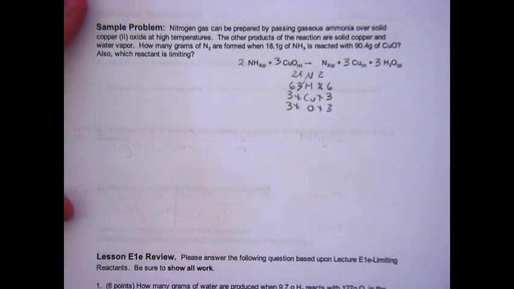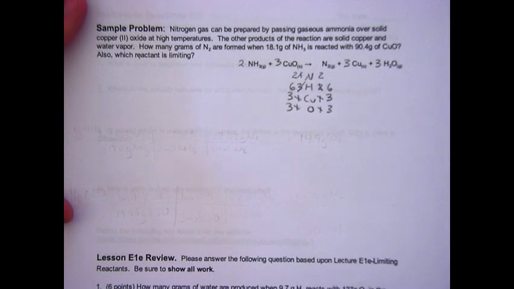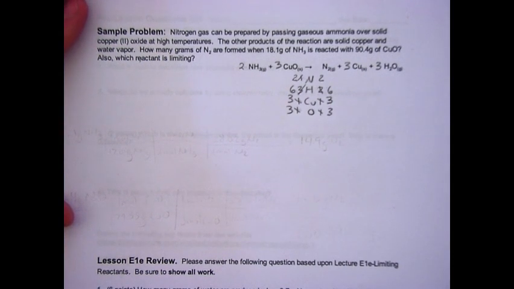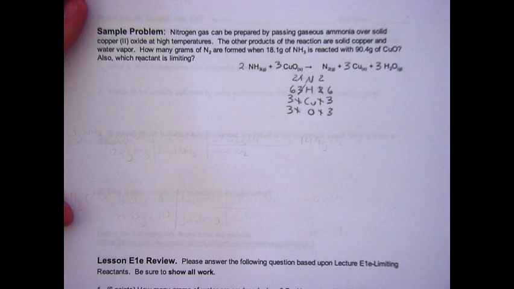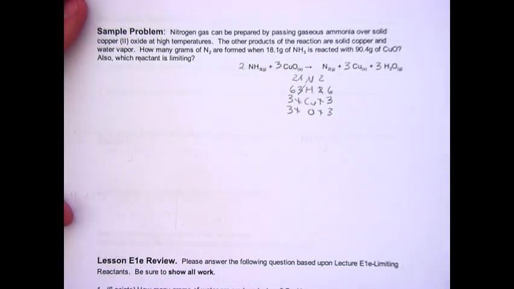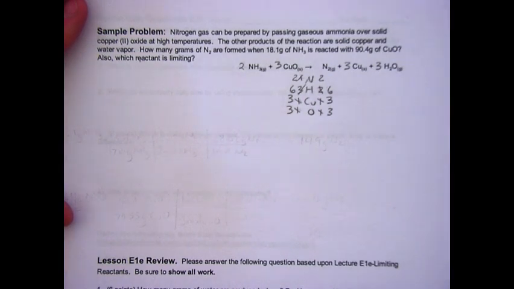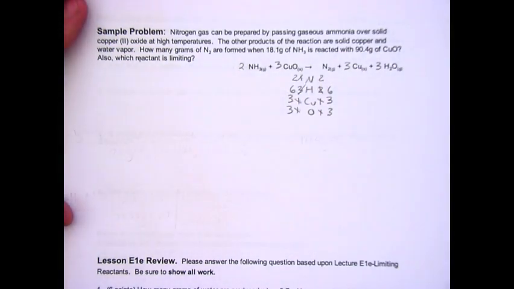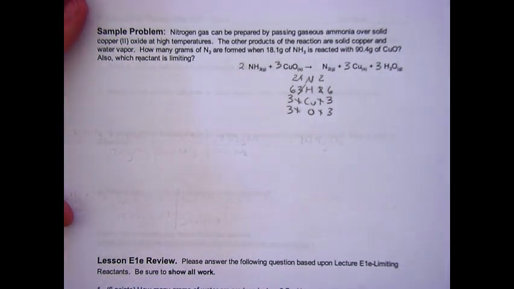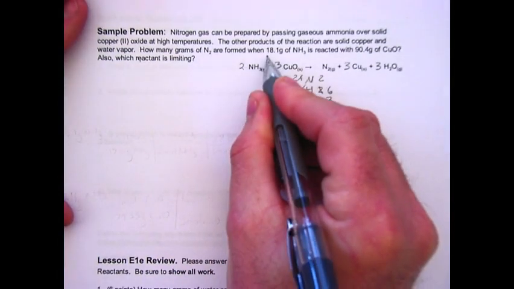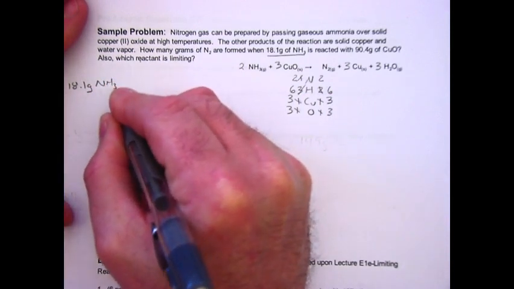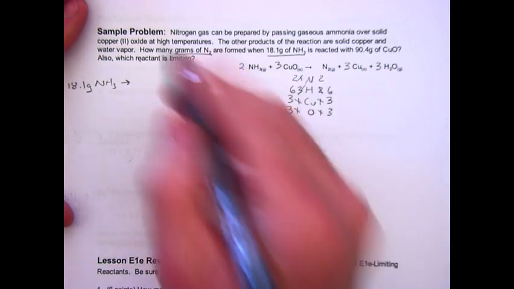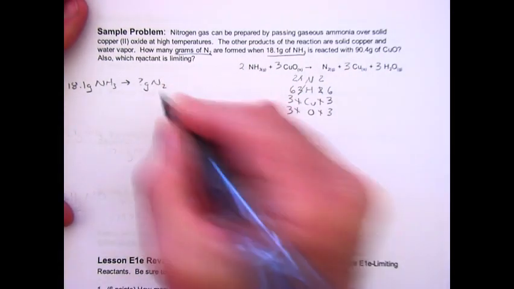Now, for this problem, with all limiting reactant questions, there are 2 starting points and only 1 endpoint. So the easiest way to do a limiting reactant question is to simply do it twice, as 2 separate mass-to-mass stoichiometry problems. And then, whichever one gives us the lower number is the actual correct answer. So for the first one, we're going to be going from 18.1 grams of ammonia, and we're going to the same endpoint, how many grams of nitrogen.